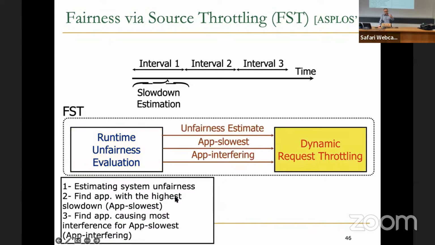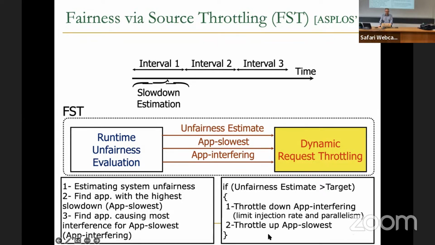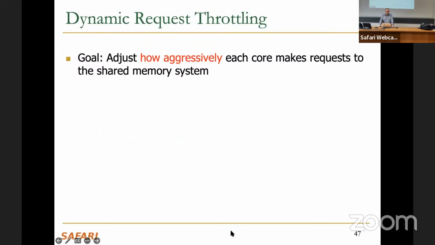And now that we have this unfairness estimation and we know which application is the slowest one and which application is the interfering one, we can enter the dynamic request throttling. Essentially, you can throttle down the interfering app and throttle up the slowest app. So let's see how we can do this dynamic request throttling. We can adjust how aggressively each core makes requests to the shared memory system.